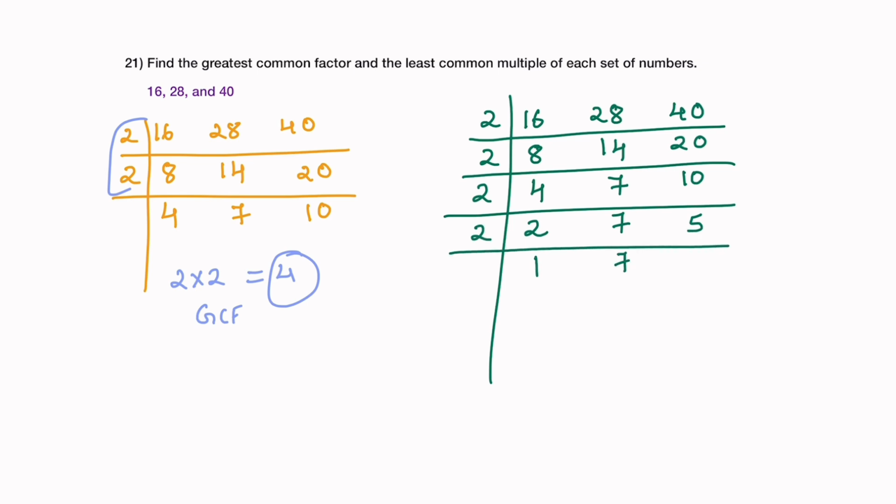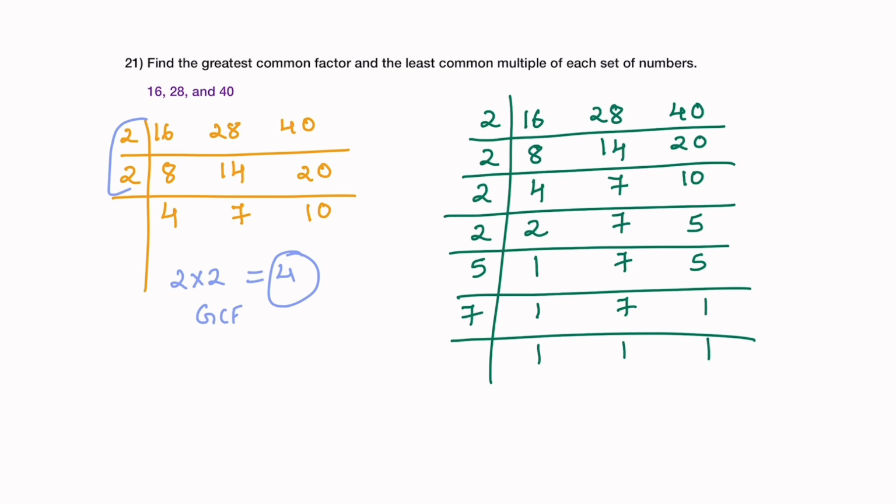That's 1, 7, and 5. Next is 5, 1, 7, 1. And last one is 7 here. So that's 1, 1, and 1. So we need to multiply all this, right? So that's 2 times 2 times 2 times 2 times 5 times 7, right?